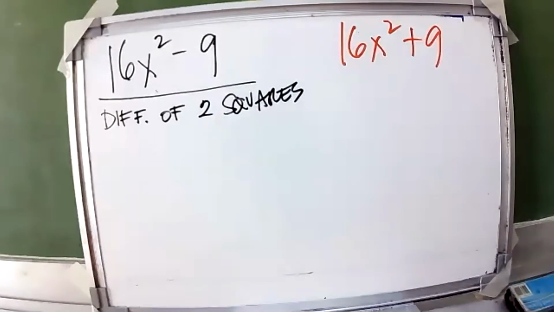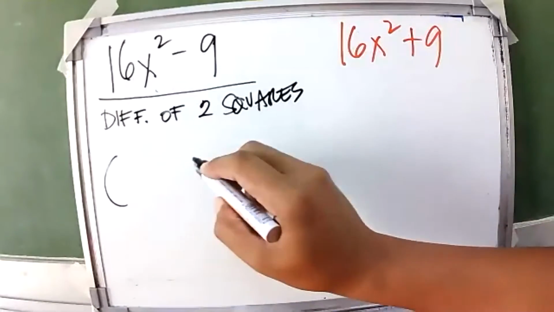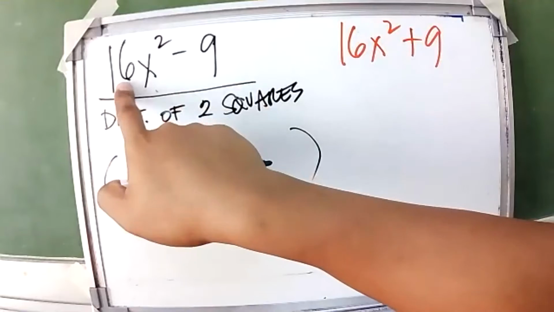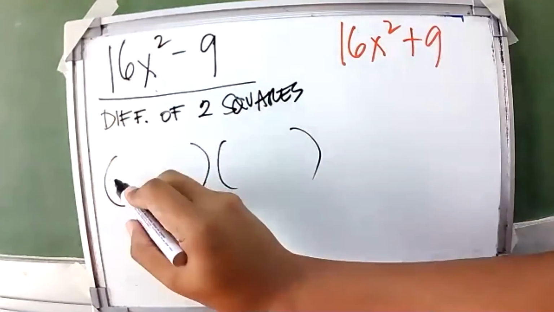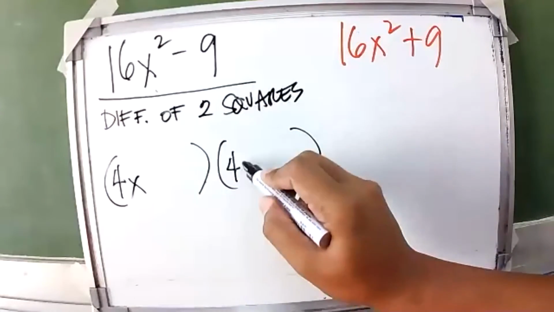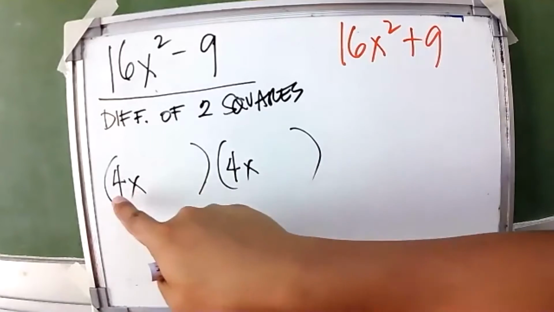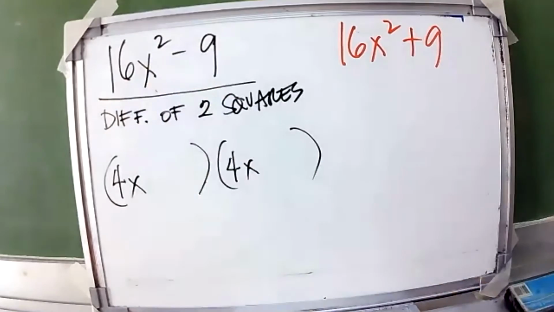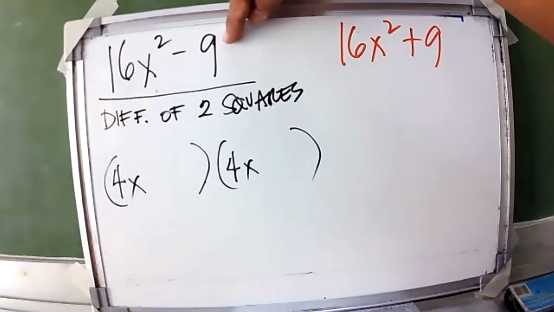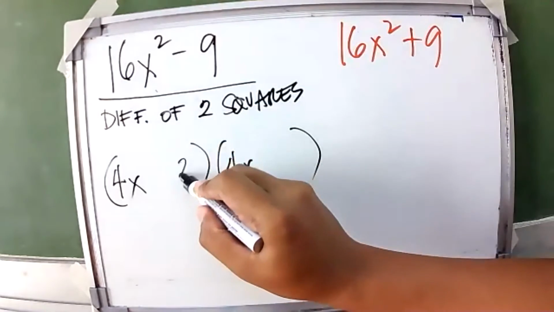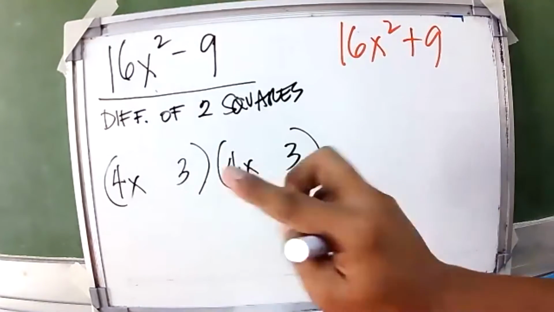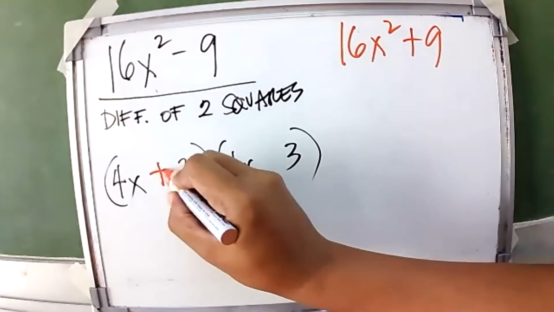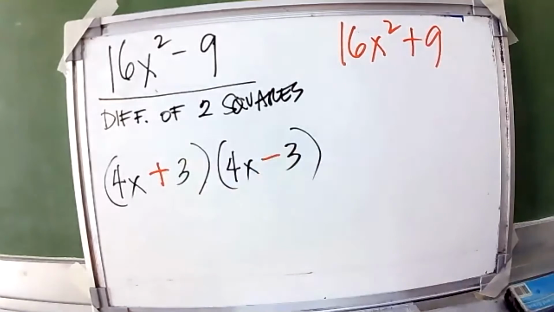And as you all know, the shortcut for the difference of two squares is to automatically get the two factors. Factor the square root of 16x squared, that's 4x and 4x. Tama? Because 4 times 4, that's 16. X times x, that's x squared. Next, factors of 9, or the square root of 9, that's 3 and 3. And for the difference of two squares, remember that one should be positive, one should be negative.